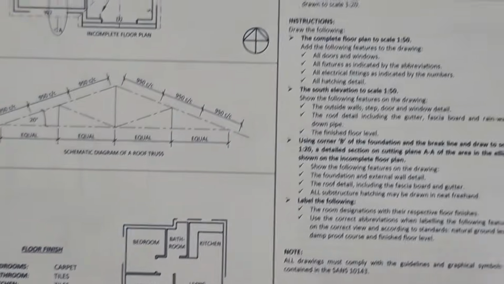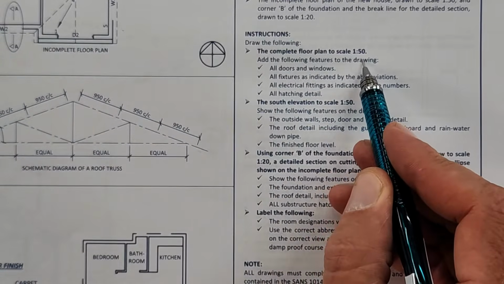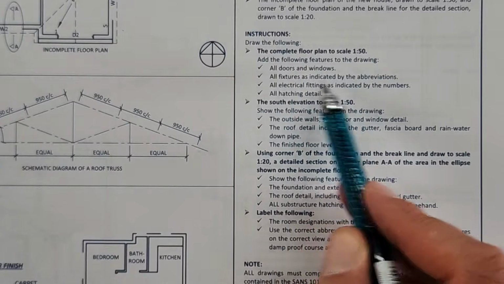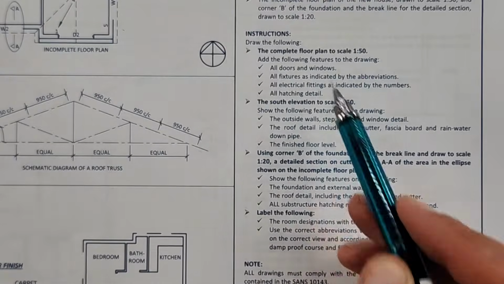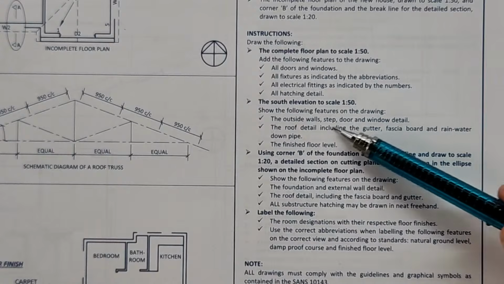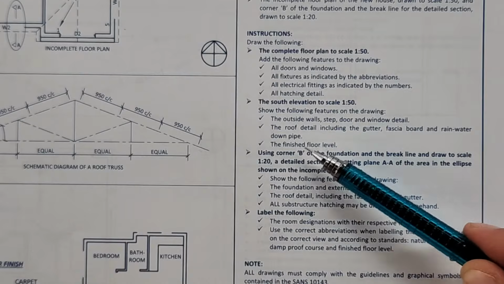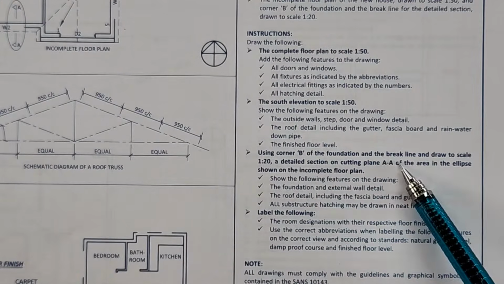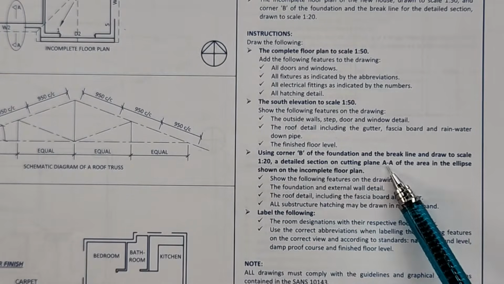And then let's look at what we have to draw. In the instructions, they ask us to draw the complete floor plan to a scale 1 to 50. Very important. You have to add the following: doors, windows, fixtures indicated by the abbreviations, electrical fitting, hatching detail. That's the floor plan. The south elevation, again, same scale. Pay attention to the outside wall, step, door, window detail, the roof detail, including gutter, fascia boards, rainwater downpipe, and finished floor levels. And then you have to use corner B for the foundation and the break lines, and draw to scale 1 to 20 a section on cutting plane AA.